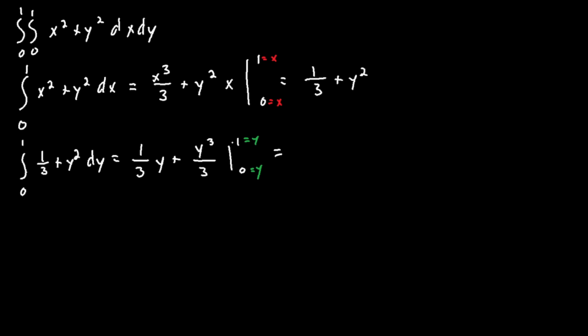Now that we've done that, all we have to do is plug in our variables. We have 1 here, so we set 1 into our y, and we have 1 cubed over 3, and then the rest just zero out. So our answer is 2/3 for this integral. Let's do another one.